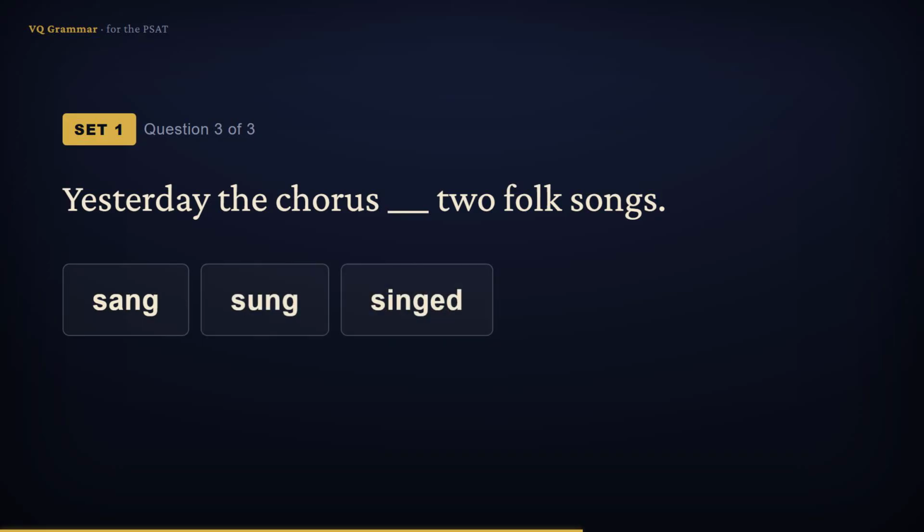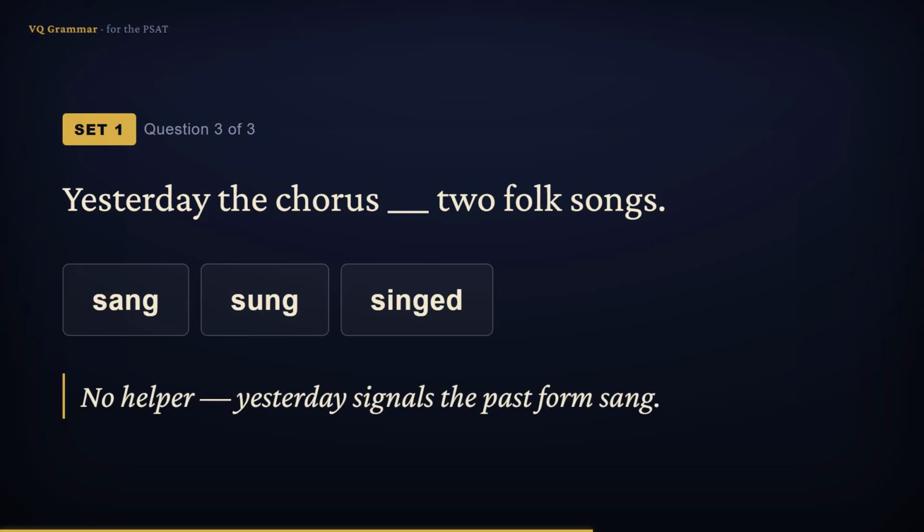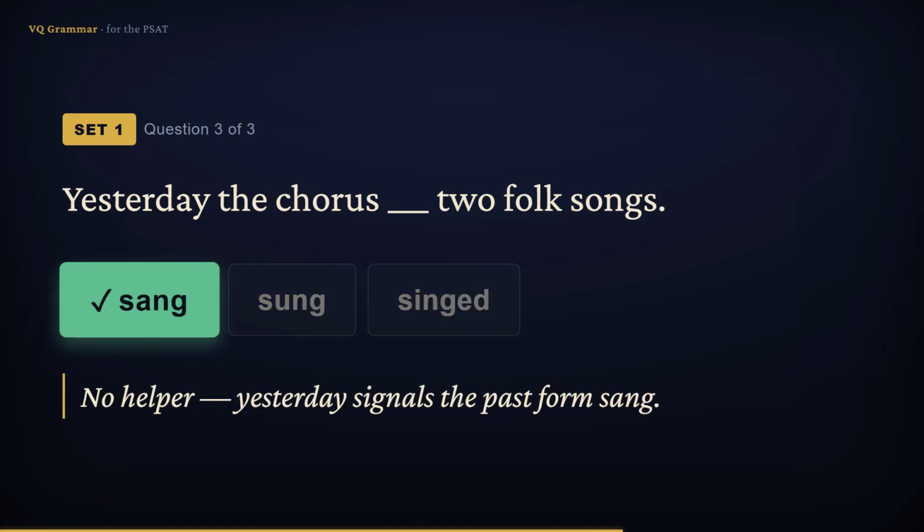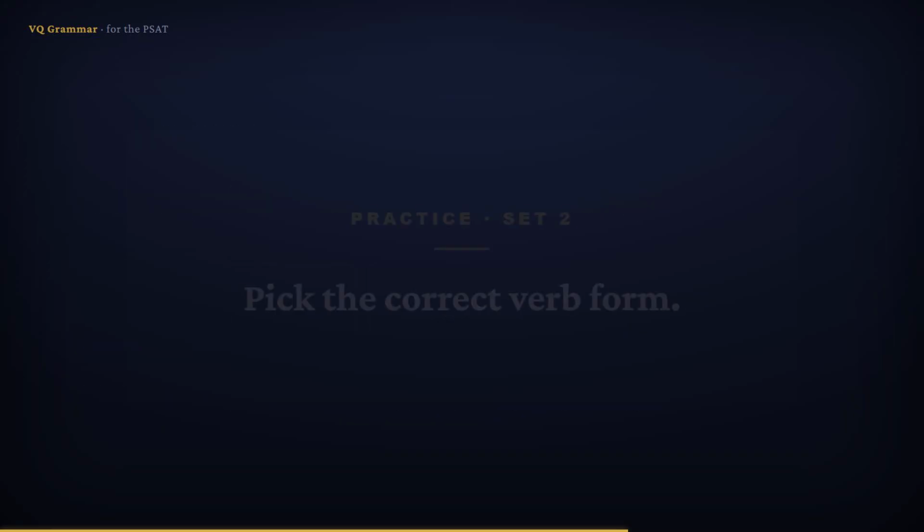Yesterday, the chorus blank two folk songs. No helping verb, and the word yesterday points to the simple past of sing. That's sang. Sung would need a helper, and singed means something else entirely. So the answer is sang.